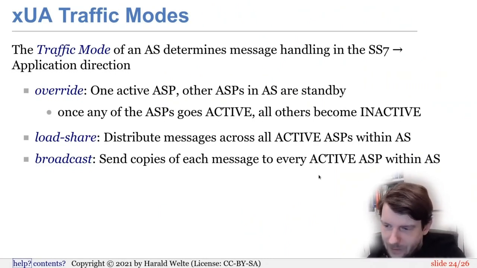Of course, for load sharing, as the name implies. And there is a broadcast as well, which is to send copies of each message to every active ASP. So basically, every incoming SS7 message is duplicated any number of times, and a copy of this is sent to each of the ASPs within an AS. Not sure where the broadcast really is used other than some kind of debugging, let's say a mirror port in a switch sort of at a different level. But of course, load share and override are heavily utilized traffic modes.